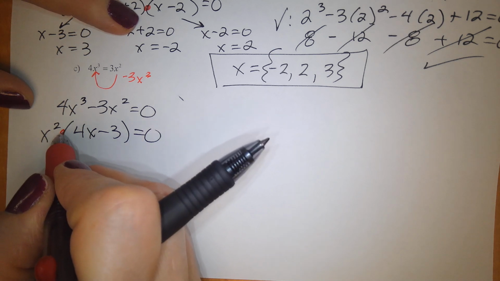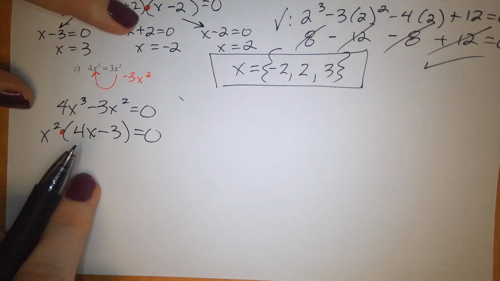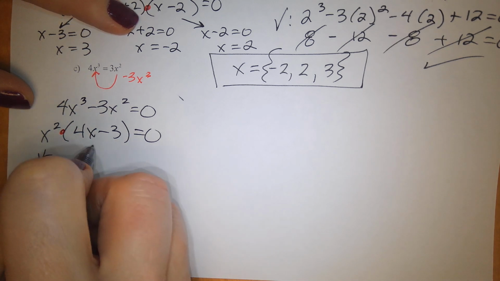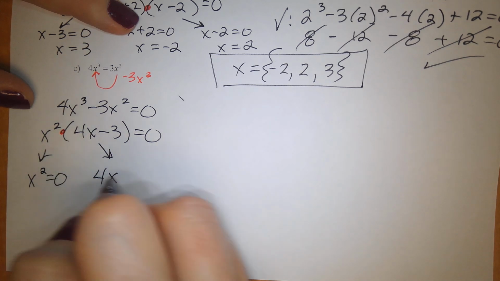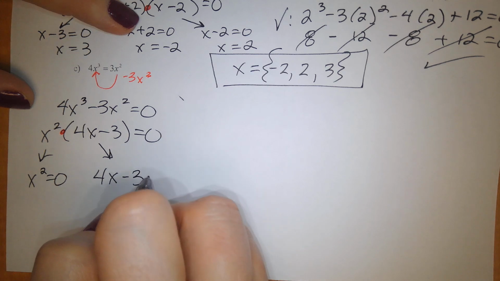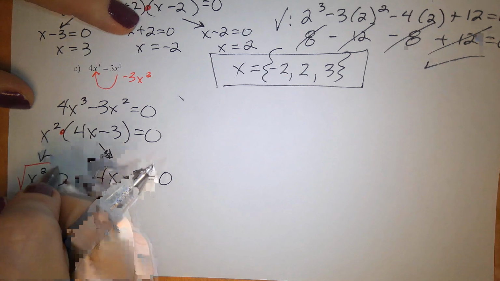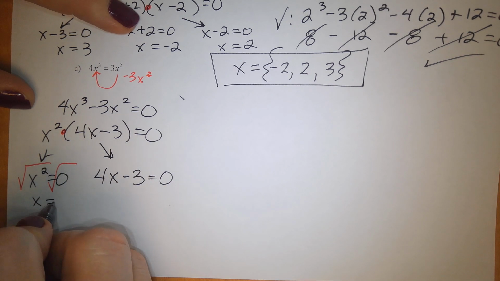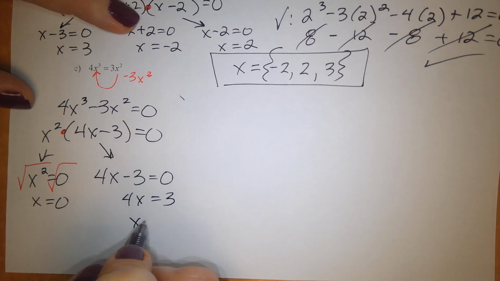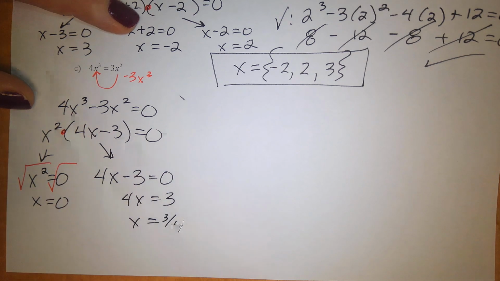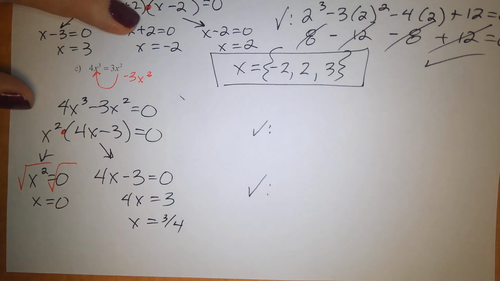Now at this point, I already have it in fully factored form, and it is the product of two factors that equals 0, so I set both parts equal to 0. So we have x squared is 0, and 4x minus 3 is 0. So this indicates, taking the square root of both sides, x is 0, or x is 3/4. So we're going to check both answers just to be sure.